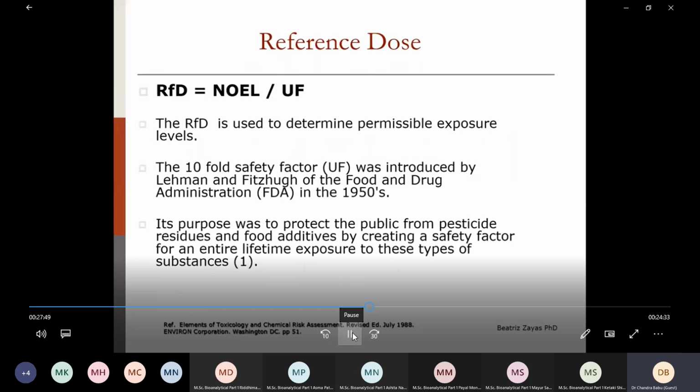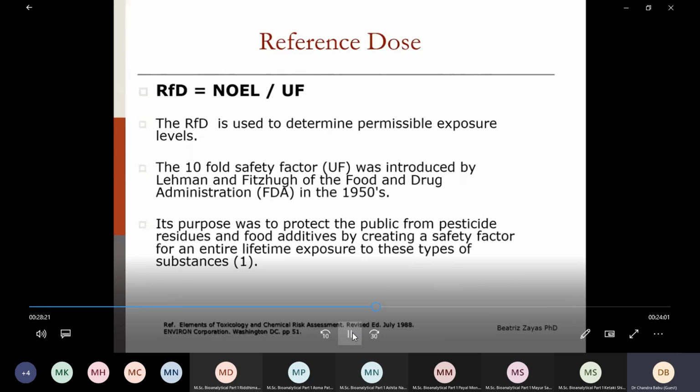Well, no, not exactly. That concentration is used to generate a reference dose, and that's the reference dose that is recommended for humans. And why is that? Because most of the NOELs are obtained from animal studies, and we might not react similarly to animals. Therefore, we need to take into consideration other variables, other factors that might interfere. There's interspecies variability, but there's also intraspecies variability.